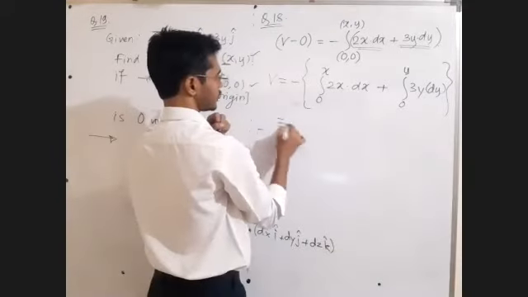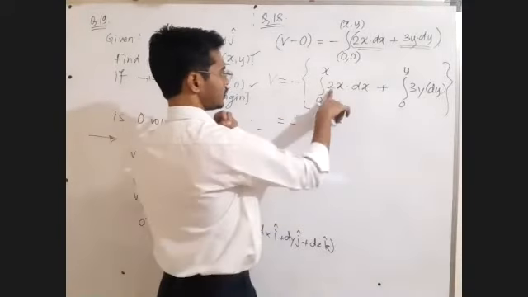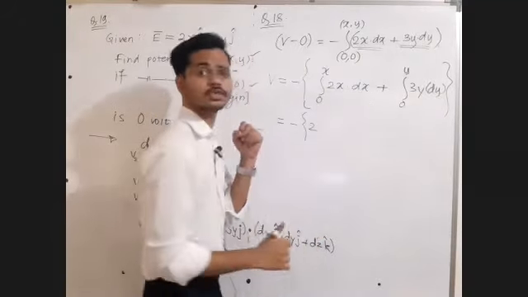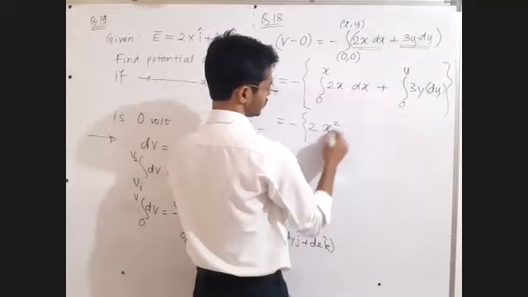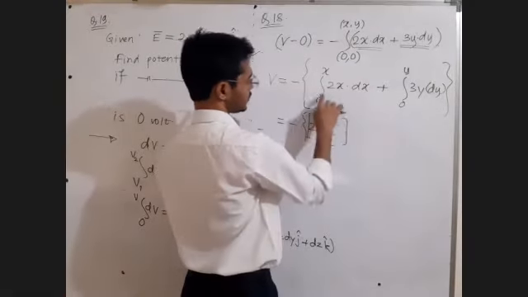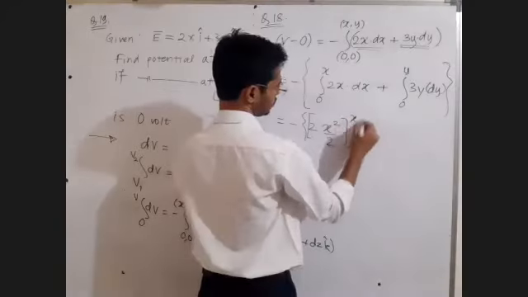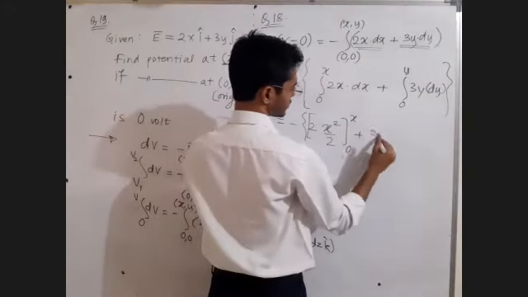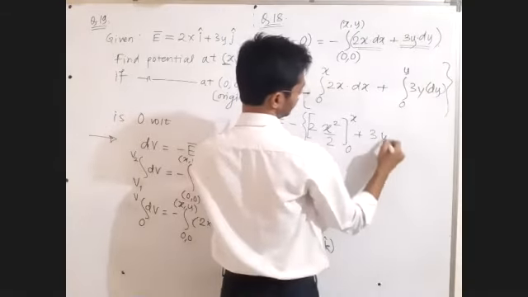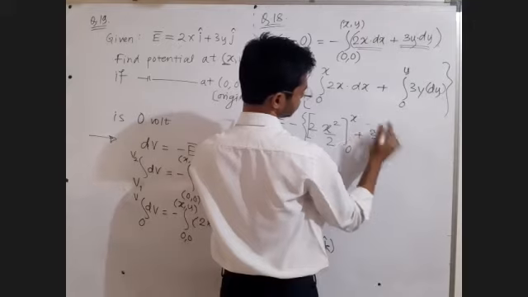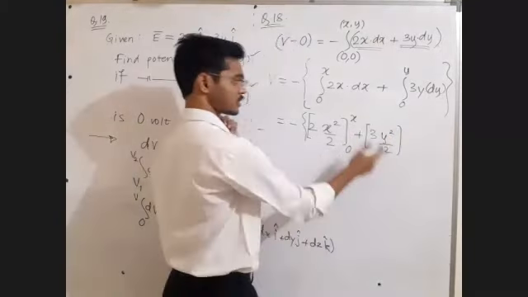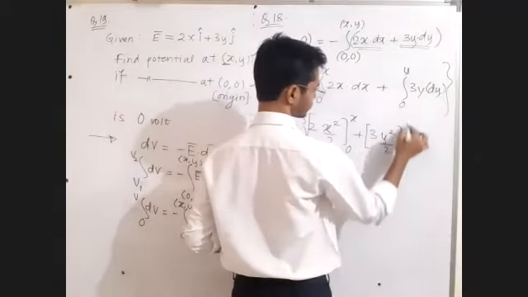Next is equal to this minus sign as it is. This 2 outside the integration. x dx integration, x raised to 1 plus 1 upon 1 plus 1. So it will be x square upon 2. What are the limits of this integration? 0 to x. This plus sign as it is. This 3 as it is outside the integration. y dy integration is y square upon 2. What are the limits of this integration? You can take this 3 and 2 common outside the bracket, that is okay. 0 to y.